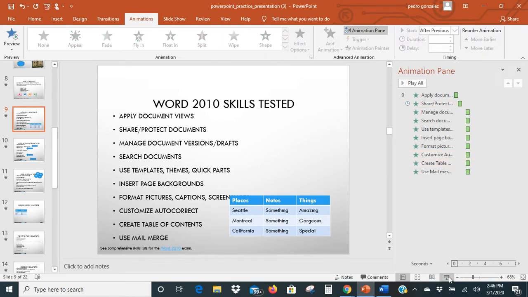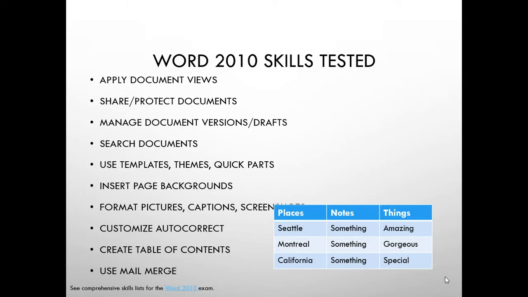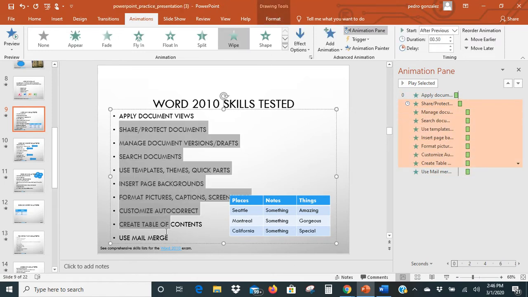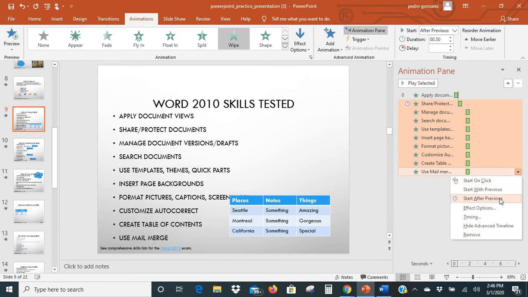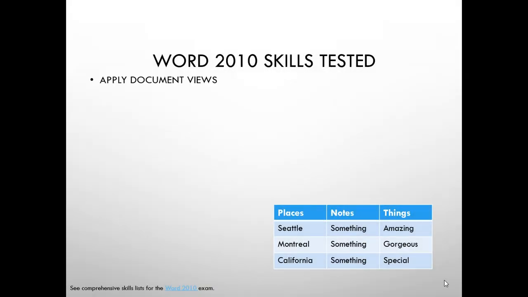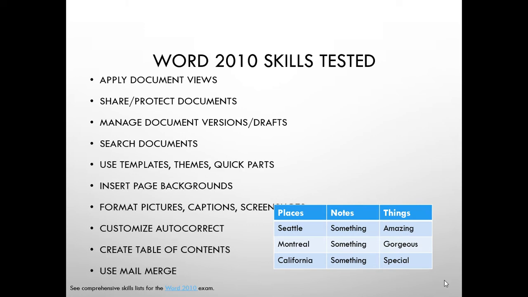So we're going to play this slide and see if it works. Oh, okay. So we need to set each one of those to after previous. So we're just going to go in here and select all of this. And when we do that, we can then set the whole thing to go after previous. So now when we play this, you'll see the first one swipes in, boom, boom, boom. There's a 1 second delay between each one of those.